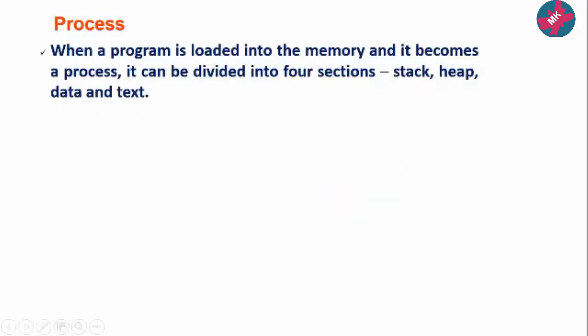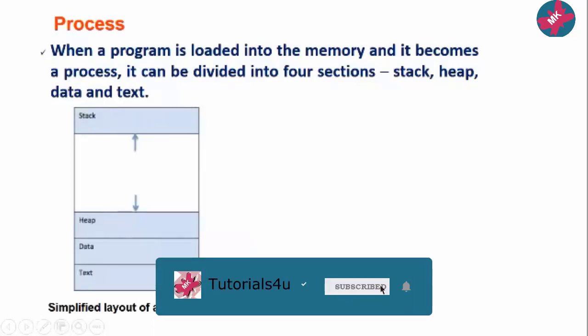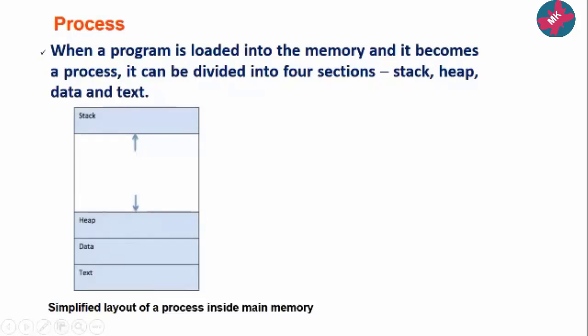So in total, when it is represented in memory, it becomes divided into 4 sections. So the diagram is like this. So in all, there are 4 sections. One is called stack, one is heap, one is data, and one is text. Now let us try to understand what each of these particular sections represent. So let us first understand what is present in the stack.